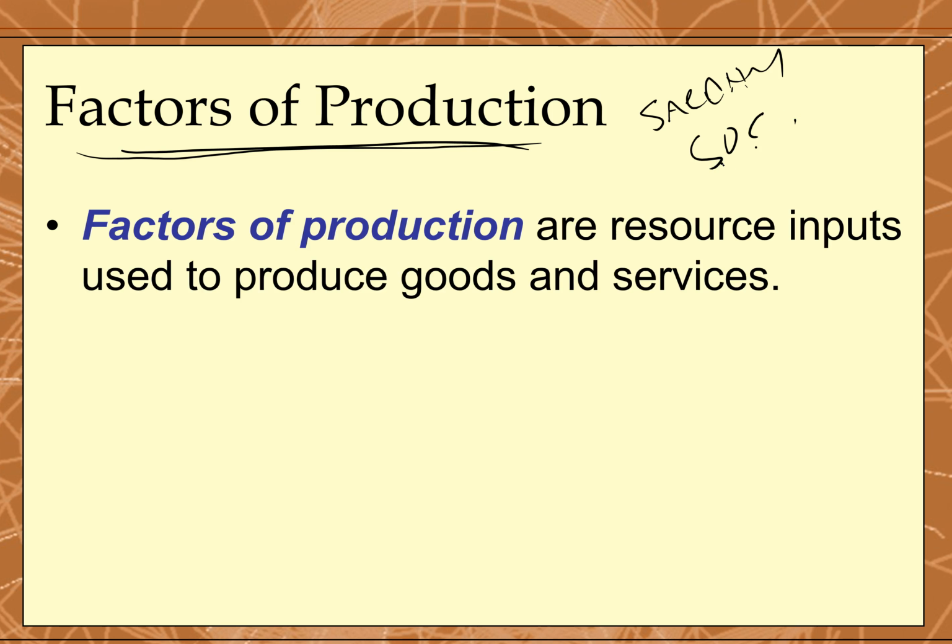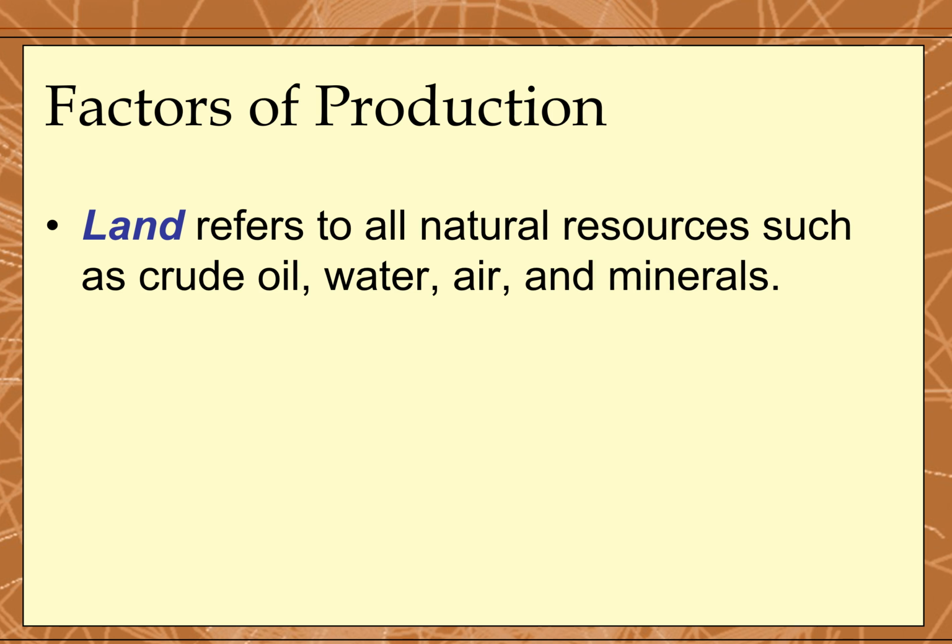Now, think about factors of production. They are the things we need to produce goods and services. Well, what are some of the factors of production? Well, we need land to produce goods and services. Now, land does not just refer to the area upon which the factory is built. It's also the water in the ground, the natural resources, the air that we breathe. This is all part of land.